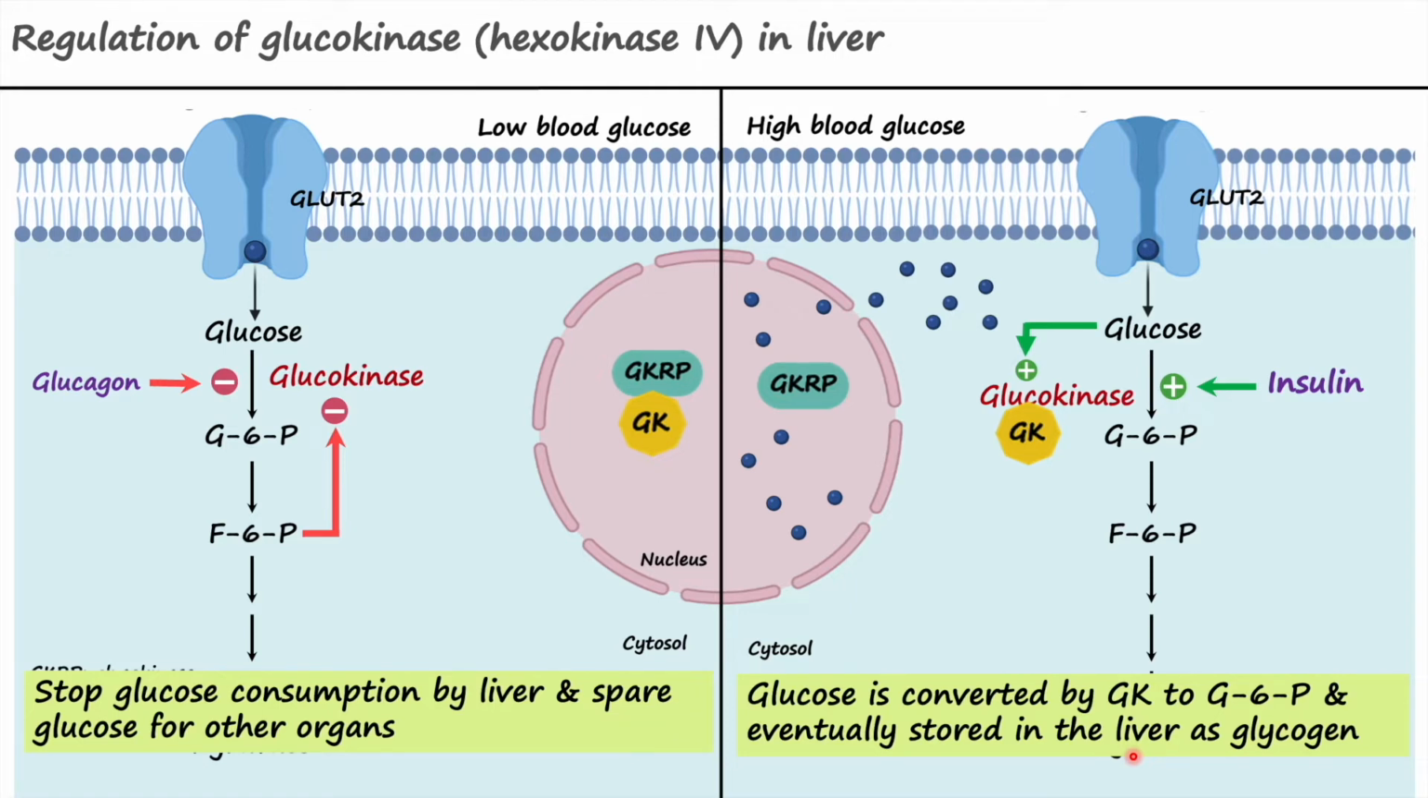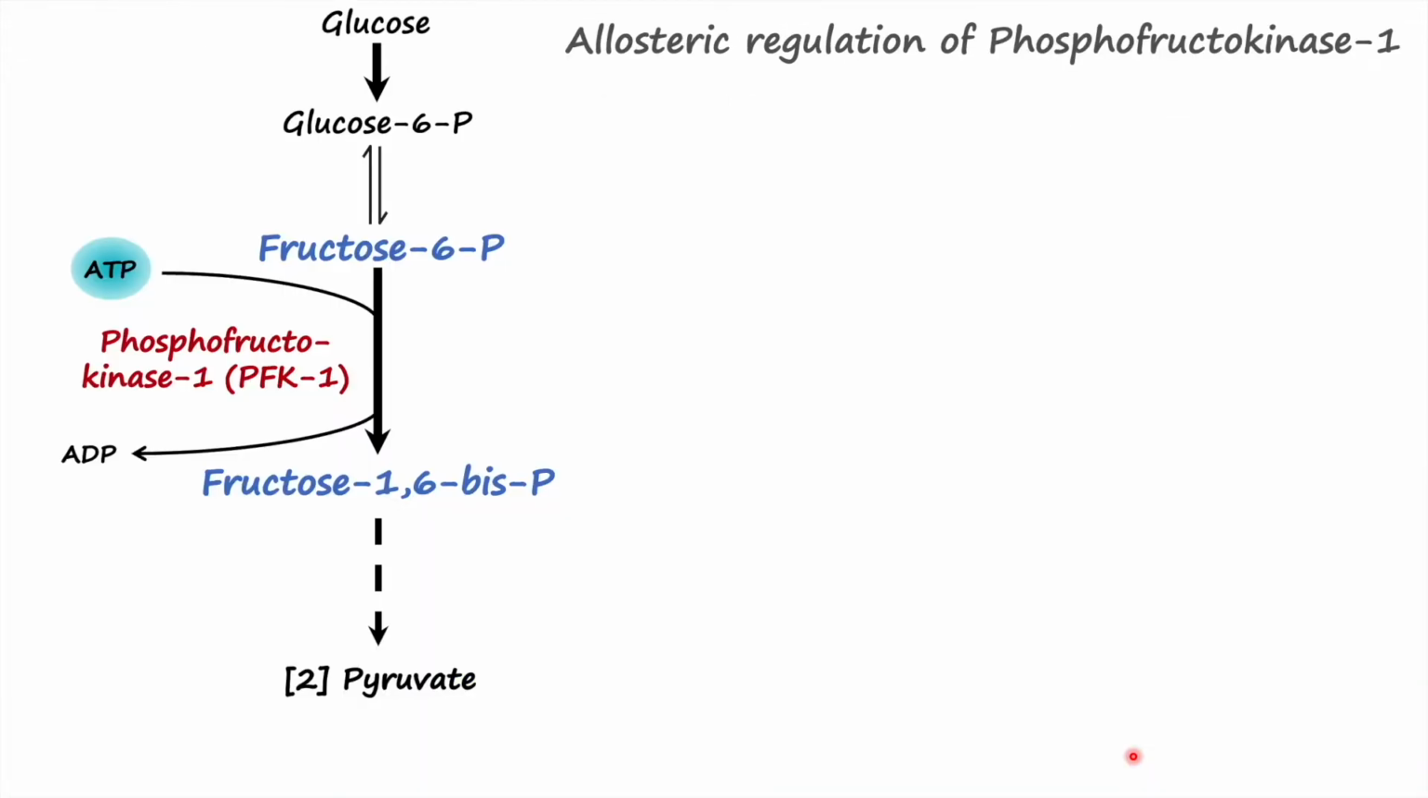So this is the allosteric and enzymatic regulation of the hexokinase and glucokinase enzymes, which are involved in the first irreversible reaction of the glycolysis pathway. So now let's talk about the second irreversible reaction of glycolysis, which involves the conversion of fructose 6-phosphate into fructose 1,6-bisphosphate, and the reaction is catalyzed by the phosphofructokinase 1 enzyme.